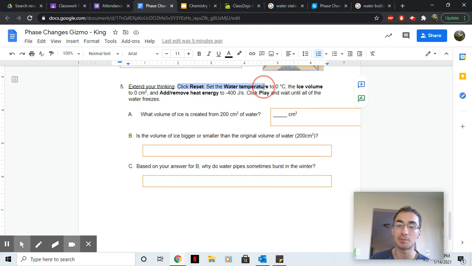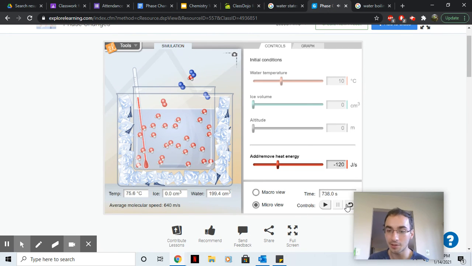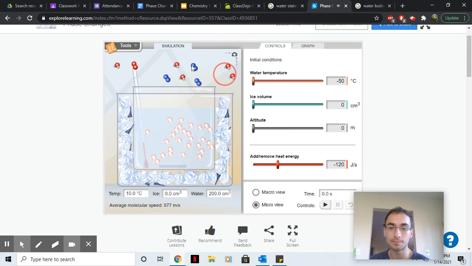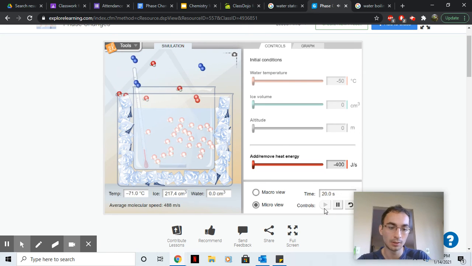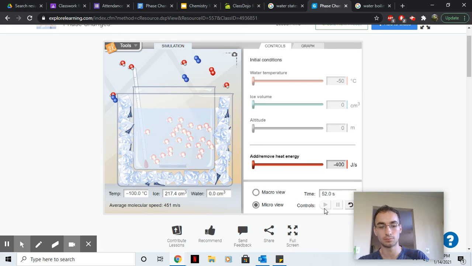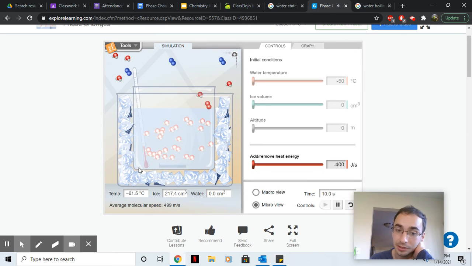Quick reset and set the water temperature to 0. The ice volume to 0. Okay. So then pause, reset. This is for number 5. Boom. Okay. So notice right now the water is at 200. Try and figure out how much ice will there be at the end. Yep. Once you figured out how much ice there is, the answer should be here.